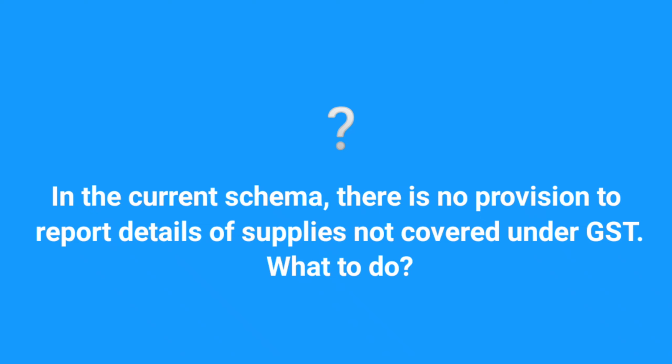In the current schema, there is no provision to report details of supplies not covered under GST. For example, a hotel wants to give a single invoice for a B2B supply where the supply includes food and beverages liable to GST and alcoholic beverages outside GST. For items outside GST levy, separate invoice may be given by such businesses.